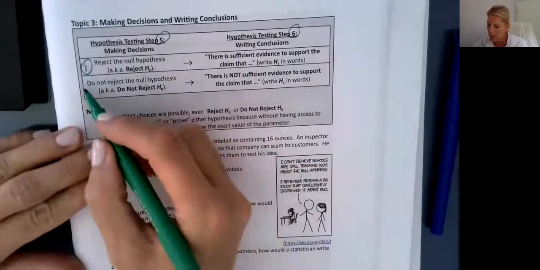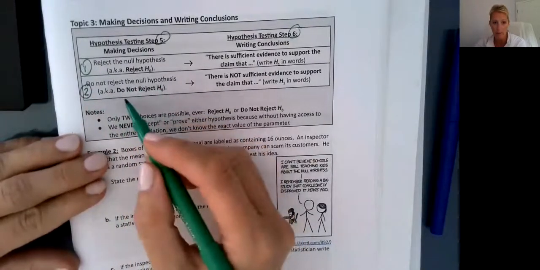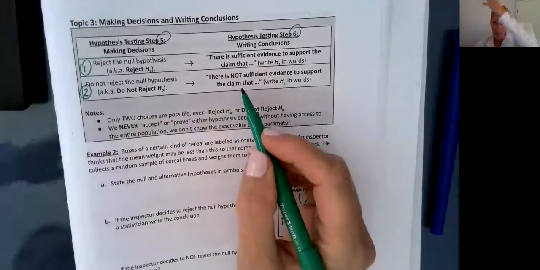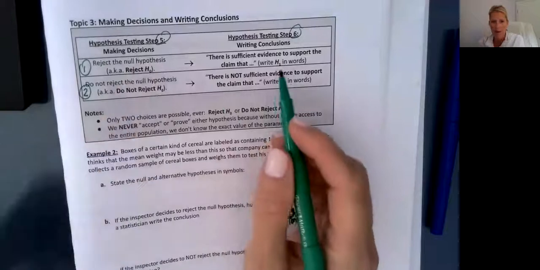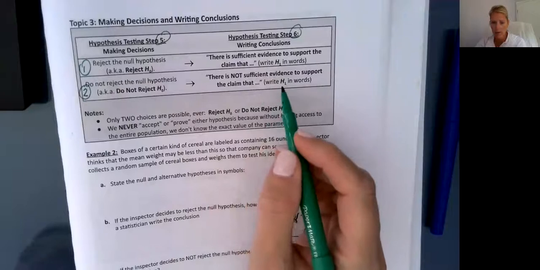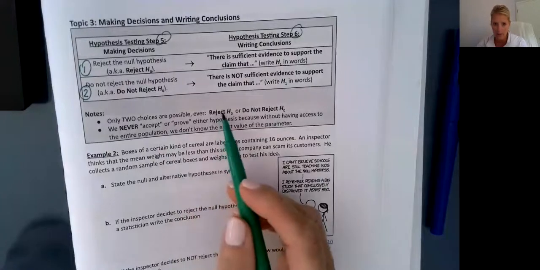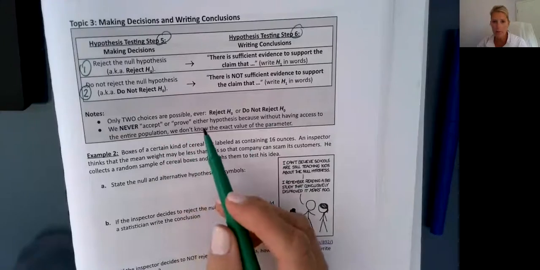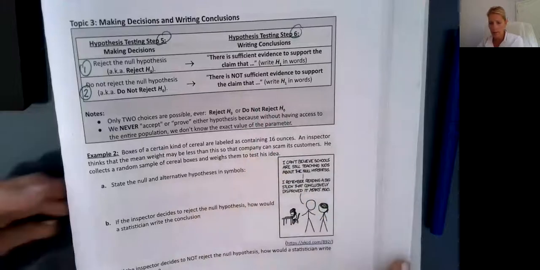The second way we could make a decision is we could say we do not reject the null hypothesis. So we would write it as do not reject H0. And if we don't reject H0, that means we can't support H1, because you can only agree with one of them, H0 or H1. So there is not sufficient evidence to support the claim that, and then we fill in H1 in words. This is kind of tricky. There's only two choices, either reject H0 or do not reject H0. Notice we never accept or prove. We just say that we have sufficient evidence to support or we do not have sufficient evidence to support.